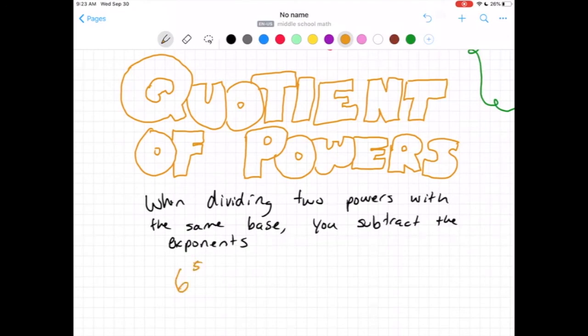So for example, 6 to the 5th divided by 6 to the 3rd. The 6's are the same, so that equals 6 to the 5th over 6 to the 3rd, which is equal to 6 to the 5 minus 3, which is 6 squared.